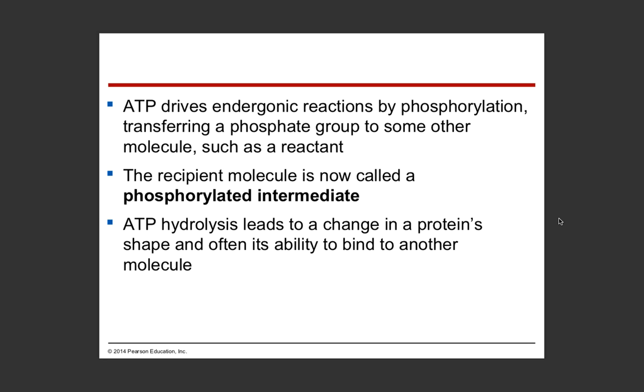ATP hydrolysis leads to a change in a protein's shape and often its ability to bind to another molecule. So if you have ATP hydrolysis that helps to release a phosphate group, and that phosphate group attaches to a protein, it typically alters something about it, whether it's activating it or deactivating it. So you can phosphorylate or dephosphorylate various substances, and that controls what that substance does. It all has to go back to structure dictating function. So when we're adding a big negative phosphate group onto something, you're changing its overall structure, which means that you're temporarily changing its function. So keep that in mind.